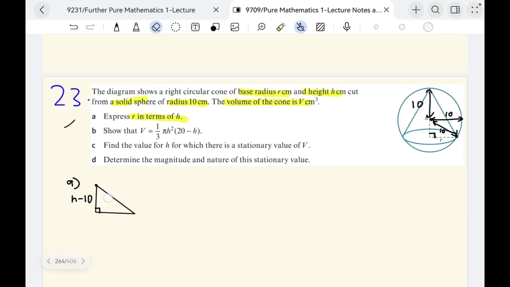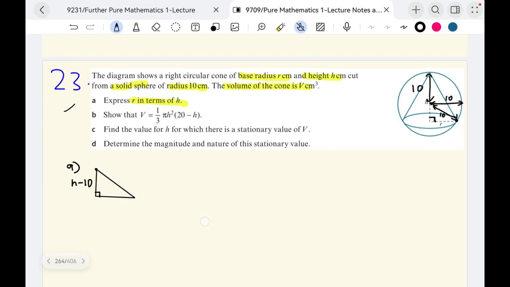And this distance is 10, since this hypotenuse is the radius of the solid sphere. And this is R, don't forget. So by using the Pythagoras theorem, write out R squared plus (H minus 10) squared is equal to 10 squared. Now, expand and simplify and express R in terms of H.